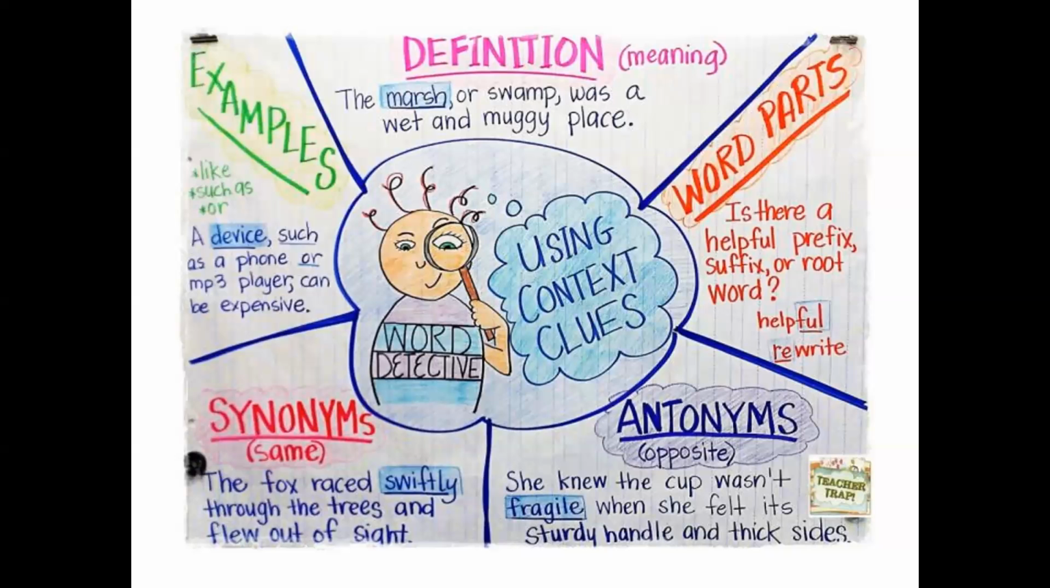Now, synonyms are also used in a similar way, in which the word, like for example, swiftly, is used in a comparison way, but it's using it to show similarity, that these words are actually similar to each other. The fox raced swiftly through the trees and flew out of sight. So if we think about something flying out of sight, that means they must have moved quickly. So swiftly must mean quickly or moved really fast or what have you, right?